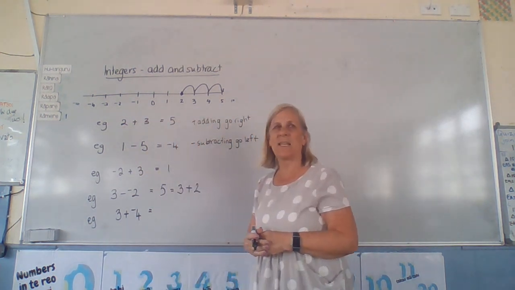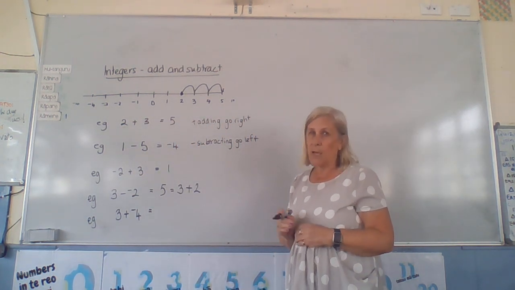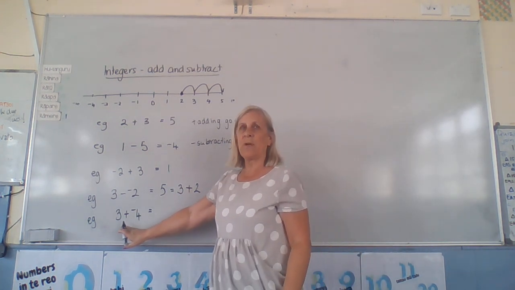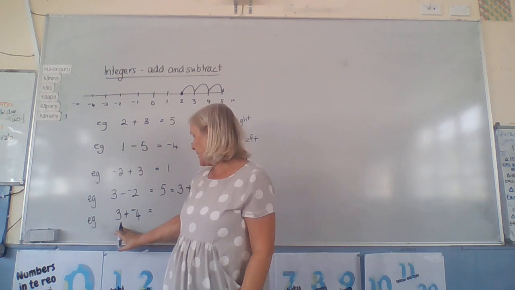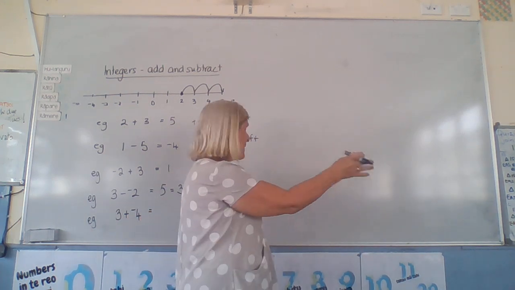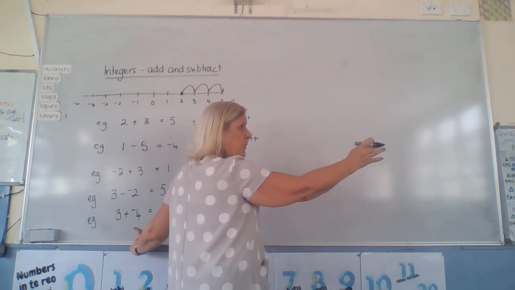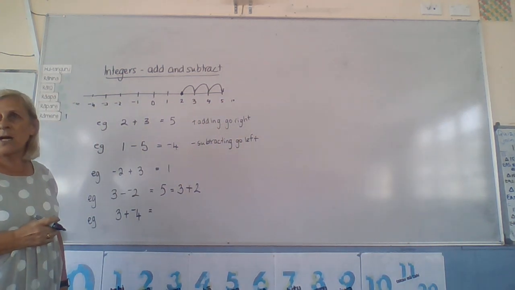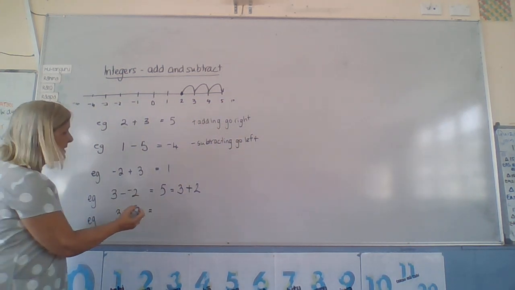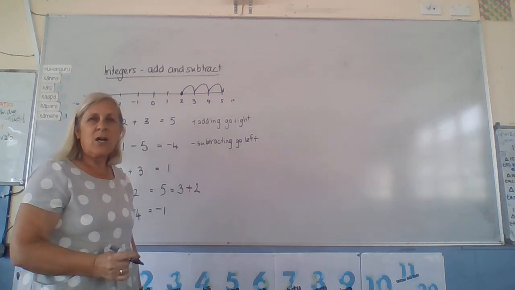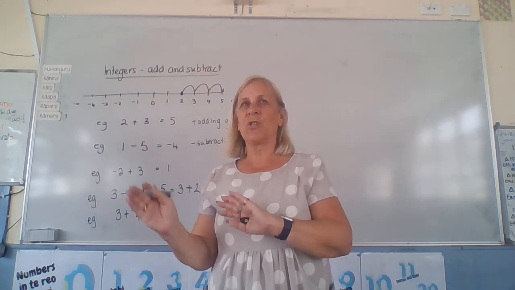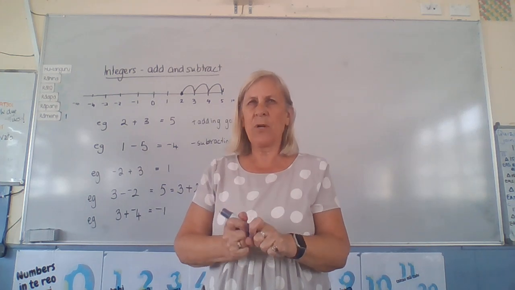We can't put that together. So, according to my way of thinking, it is start at 3. Here I am on 3. Add, face this way, and minus 4. Go backwards 4. 1, 2, 3, 4. Where am I? Negative 1. Good.